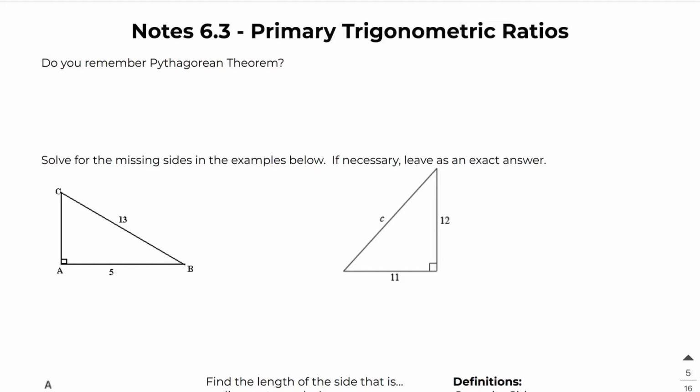Hey everyone, notes 6.3 are on primary trig ratios. And the first thing we want to make sure we do is remember the Pythagorean theorem.